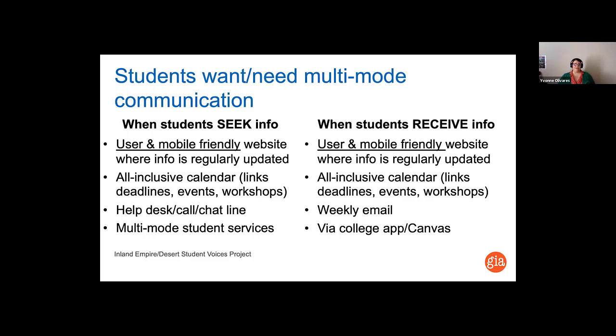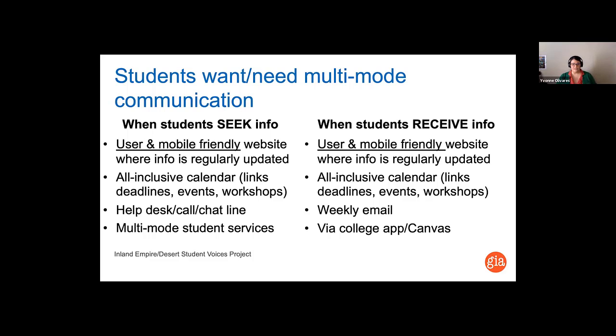That all-inclusive calendar, if you had that on your website or through whatever your college app is that had the links, again, that would be a way that students would love to be able to receive information. If there's anything new or different, something urgent, having a weekly email that goes out that says, hey, we've got this coming up this week.